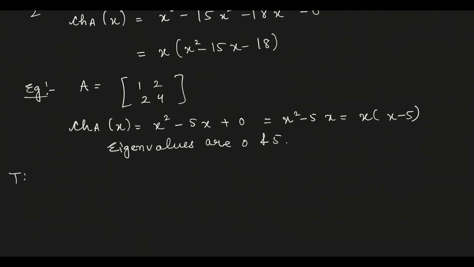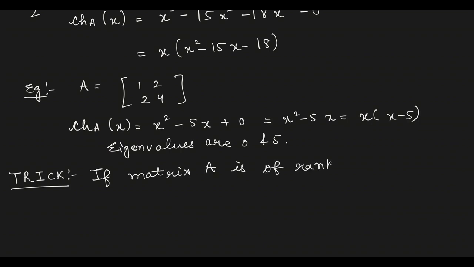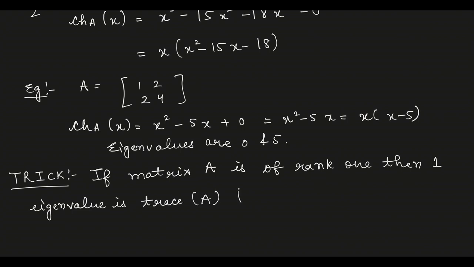Next trick. If matrix A is of rank 1, then one eigenvalue is the trace of matrix A and the remaining eigenvalues are 0.